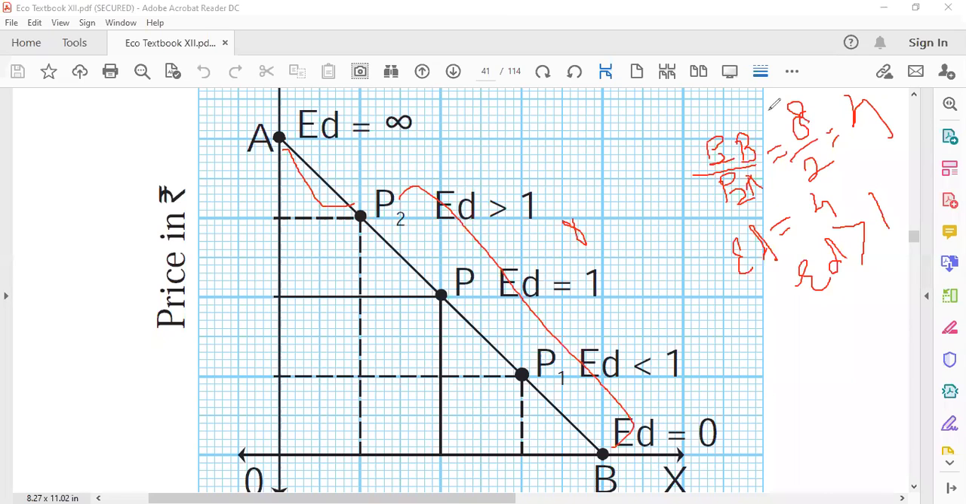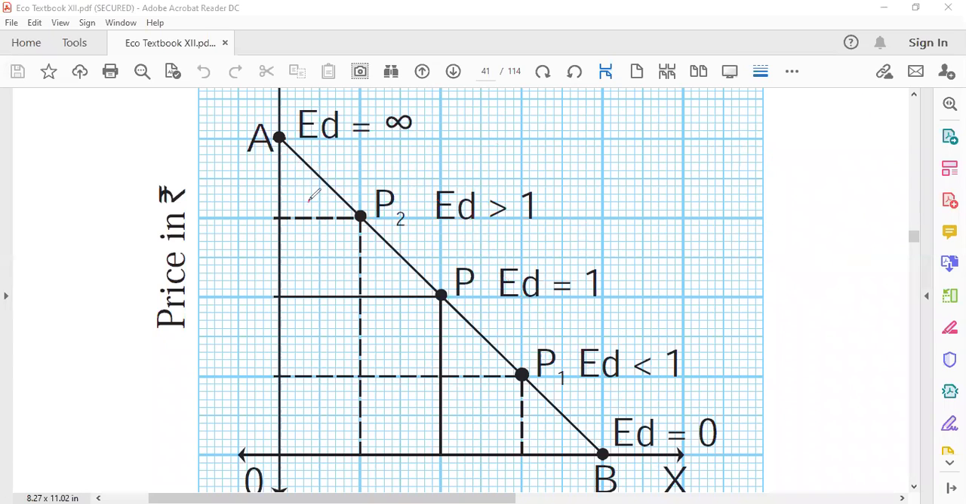So as we move towards the y-axis, तो इसका मतलब क्या हो गया कि जैसे जैसे हम लोग मूव करते हैं y-axis के towards, if the point on the demand curve moves towards the y-axis, if it is closer to y-axis, then the elasticity of demand will increase. If the point on the demand curve is closer to x-axis, then the elasticity will decrease.